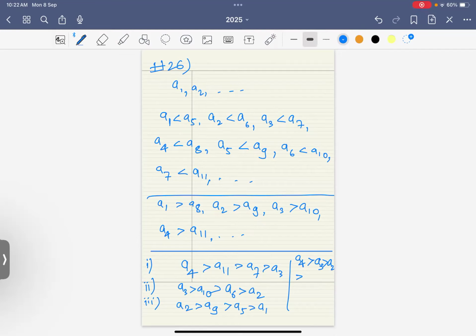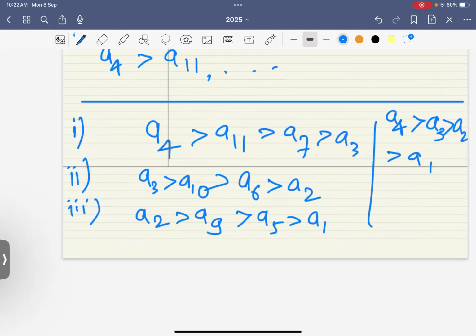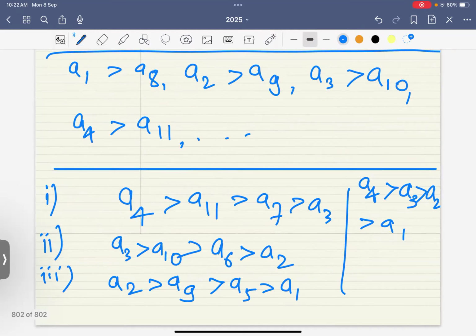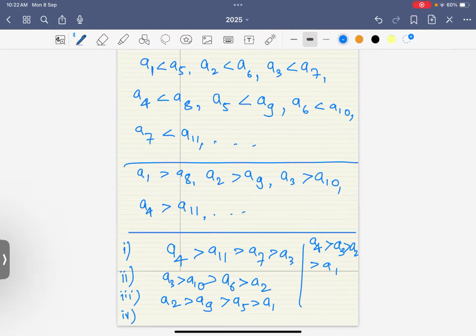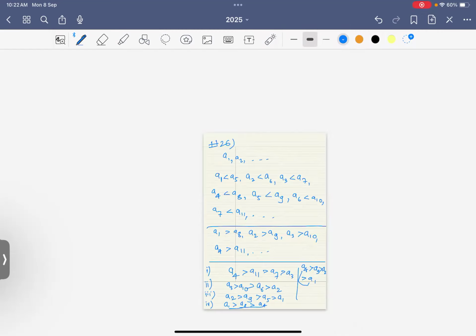So we get an order for the sequence: A4 is greater than A3, which is greater than A2, which is greater than A1. Fourth, again I'm going to use the last one: A1 is greater than A8, and A8 is greater than A4. So this gives you that A1 is greater than A4. But from before, A4 is greater than A1, which is a contradiction. Therefore, it can't have 11 terms. So at max it can have 10 terms, and you can construct a sequence with 10 terms.